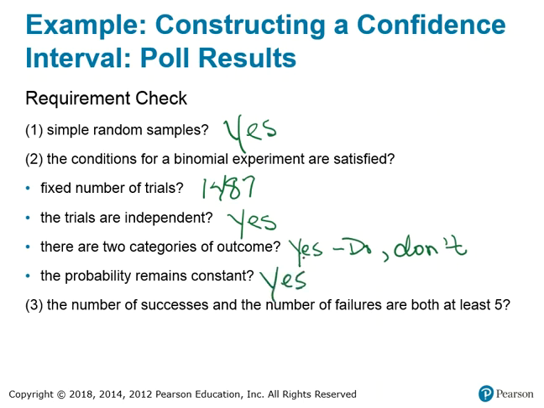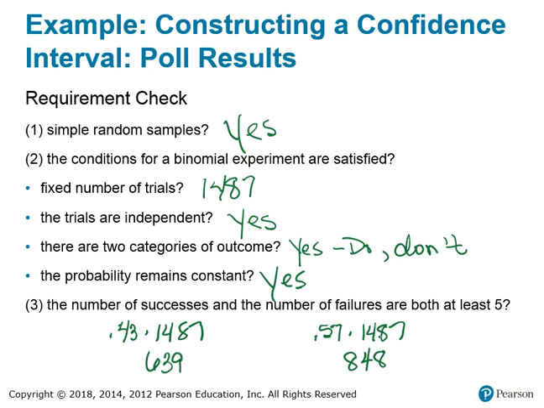Okay, last requirement. Is the number of successes and the number of failures both at least 5? Well, having Facebook in this case is considered a success, so we're going to go 0.43 times 1487, and that's going to give us 639. Well, that's definitely greater than 5, so we're good to go. Then for the failures, if 43% have Facebook, then 57% don't have Facebook. 0.57 times 1487, doesn't really matter what the number is, it's definitely going to be bigger than 5, but it is 848. So yes, they are both bigger than 5, so I have met my requirements.